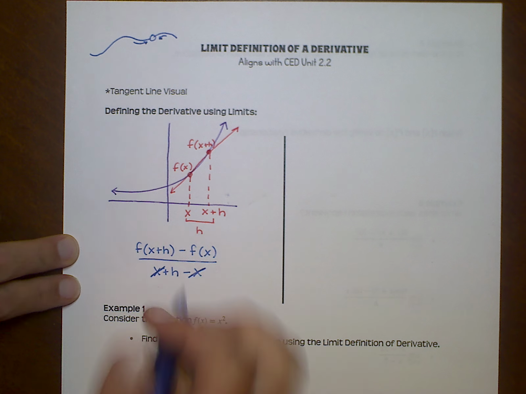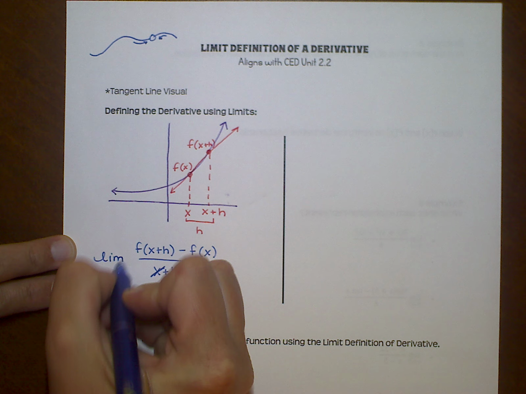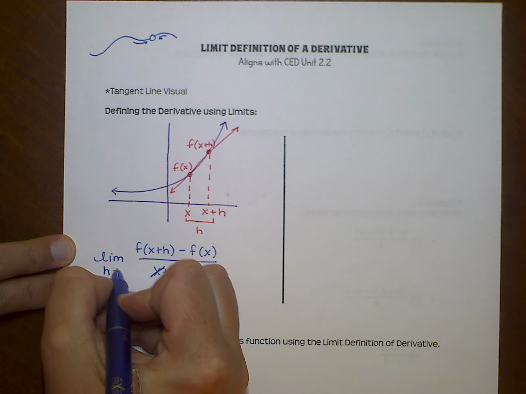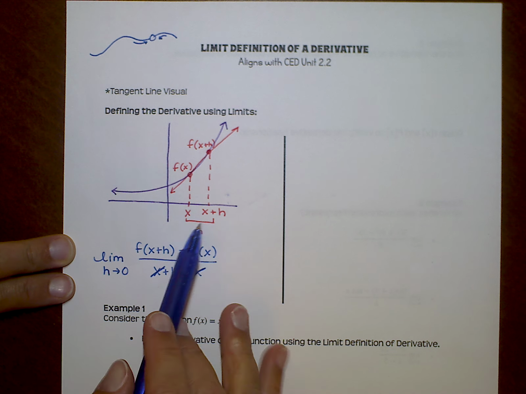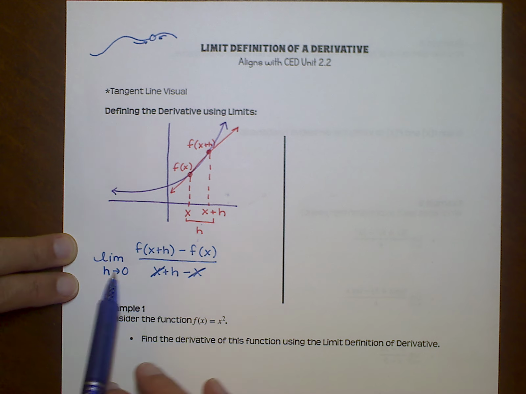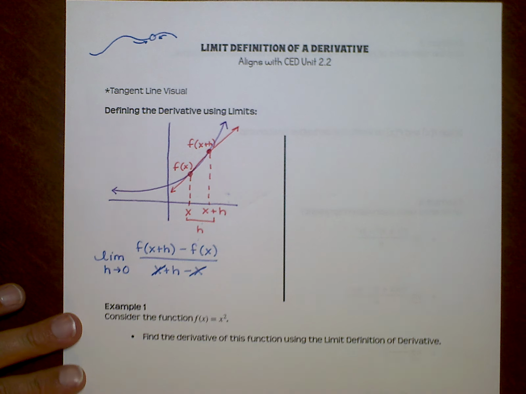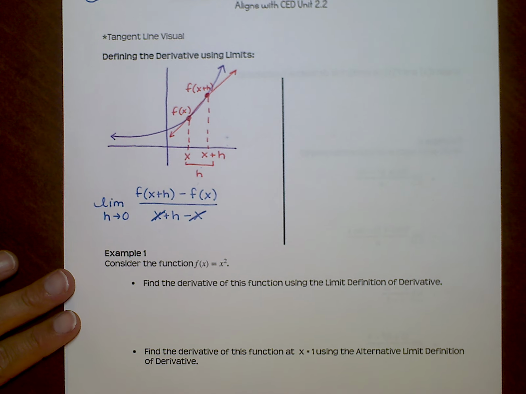And so what we're doing is we're taking this expression and we're taking a limit as our h value approaches 0. Because h is the distance between these two points, and I want to shrink the distance to 0 and see what happens. Okay. There is another way to represent this, and we'll do that in just a second, but I want to go down here to this example 1 and show you how this method works.